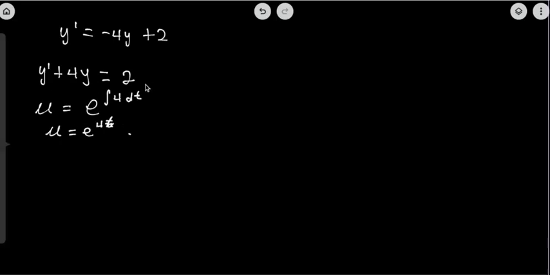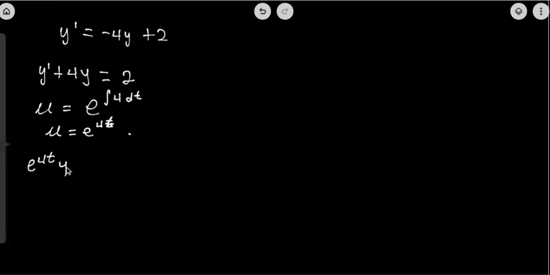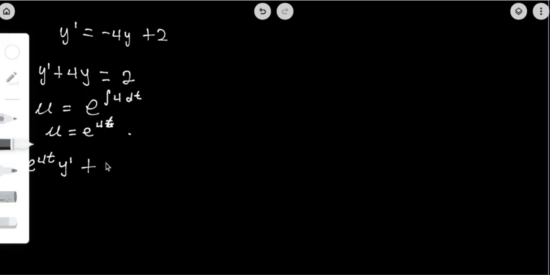Now the next thing is to multiply through by the integrating factor. By doing so, we will get e to the power 4t multiplied by y prime plus 4 e to the power 4t multiplied by y, then should be equal to 2 multiplied by e to the power 4t.